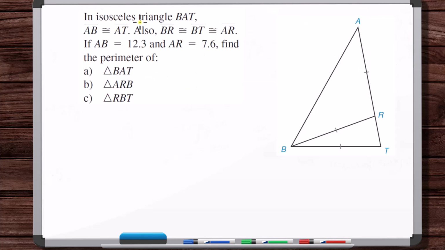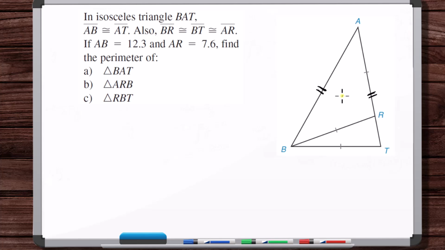All right, an isosceles triangle BAT, AT is congruent to AB. They've already got these marks here, so this is kind of confusing. I'll put these bigger marks right in the center of AT. So AB is congruent to AT. Also, BR is congruent to BT. They have that shown. And BT is congruent to AR.